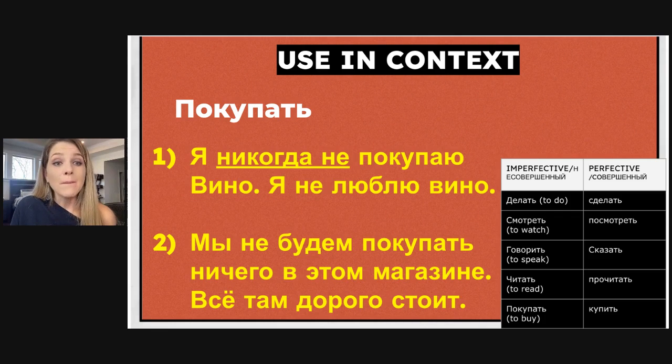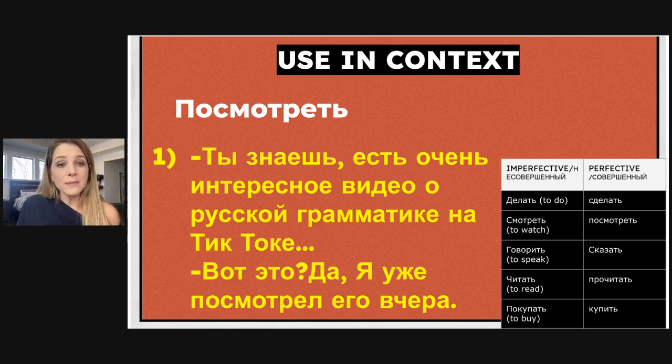Then this one. Мы не будем покупать ничего в этом магазине. We will not be buying anything in that store. Because remember, if you have будем, будешь, 100%, you have to pair it with imperfective. You cannot say мы не будем купить. You cannot say мы будем посмотреть. You cannot say it. Okay? Good. So those are some examples there.